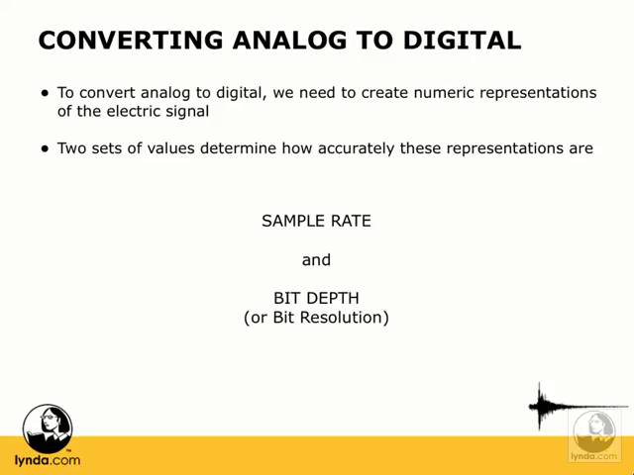To be able to take sound and use it in the computer or in the digital domain, we need to come up with numeric representations of those analog signals or those electric signals that are moving through our cables and wires. So there are two sets of values that determine how accurate these representations are: sample rate and bit depth. Let's take a look at sample rate first.